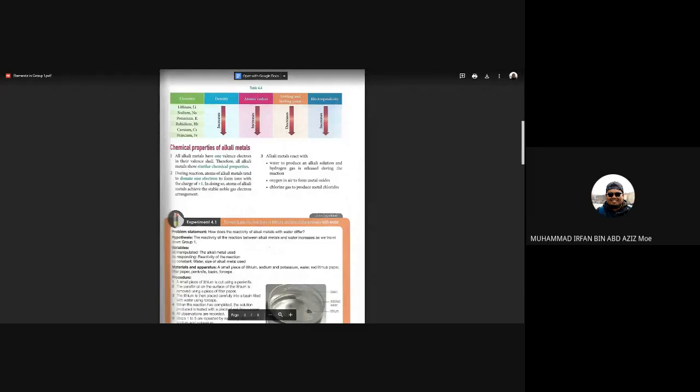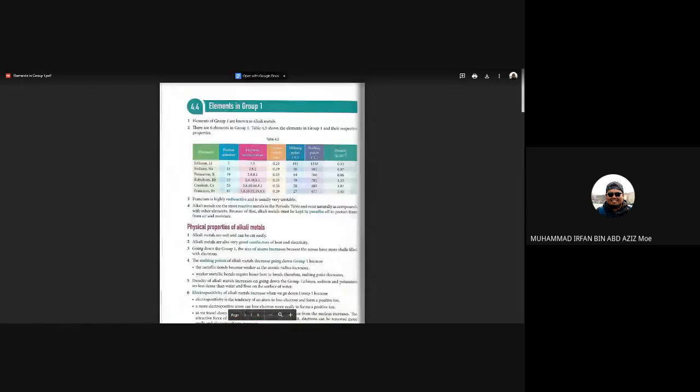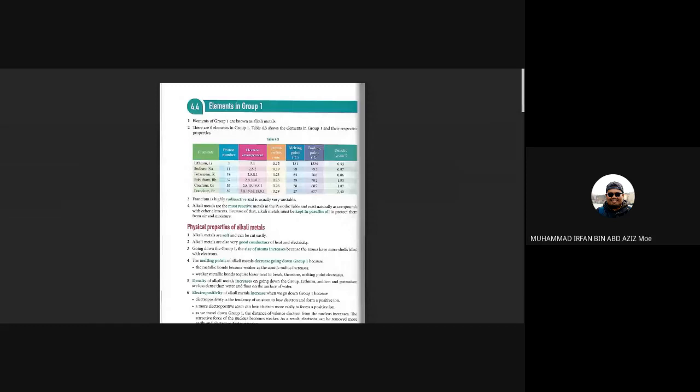For example, if we look here, in potassium and lithium. Potassium has 4 shells. 1, 2, 3, 4. While lithium has only 2 shells, 2 and 1. Therefore, the attraction between the valence electron and the nucleus is stronger in lithium than in potassium. Because the valence electron in potassium is further from the nucleus. Therefore, the further away, the weaker the nucleus's attraction on the valence electron. Therefore, it is easier for potassium to remove one electron compared to lithium. Okay.